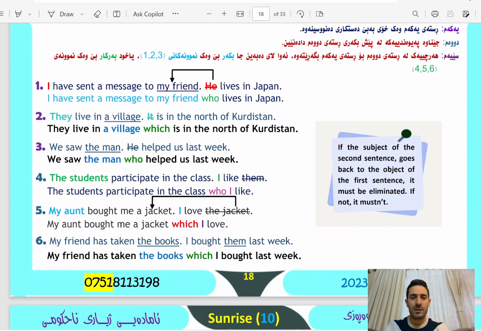Now the first sentence, what is it? The first one is: I have sent a message to my friend. The first sentence. The second one is: he lives in Japan.